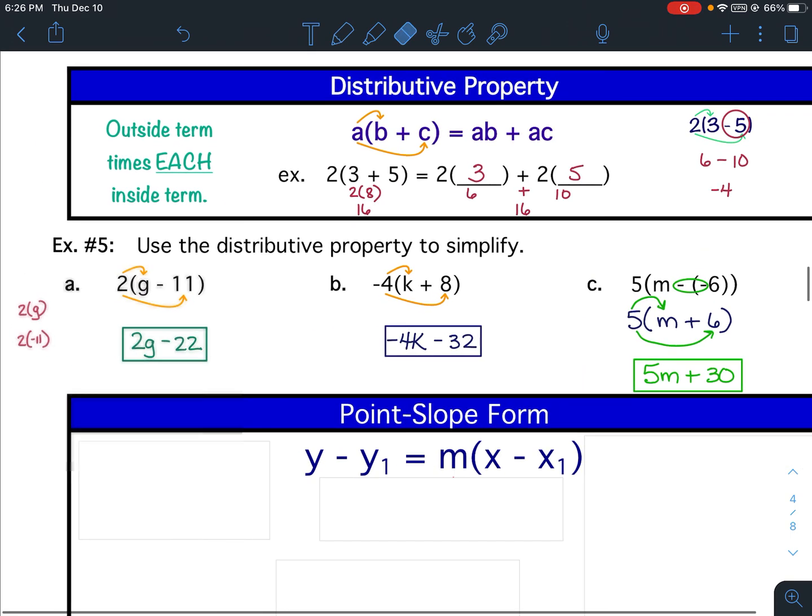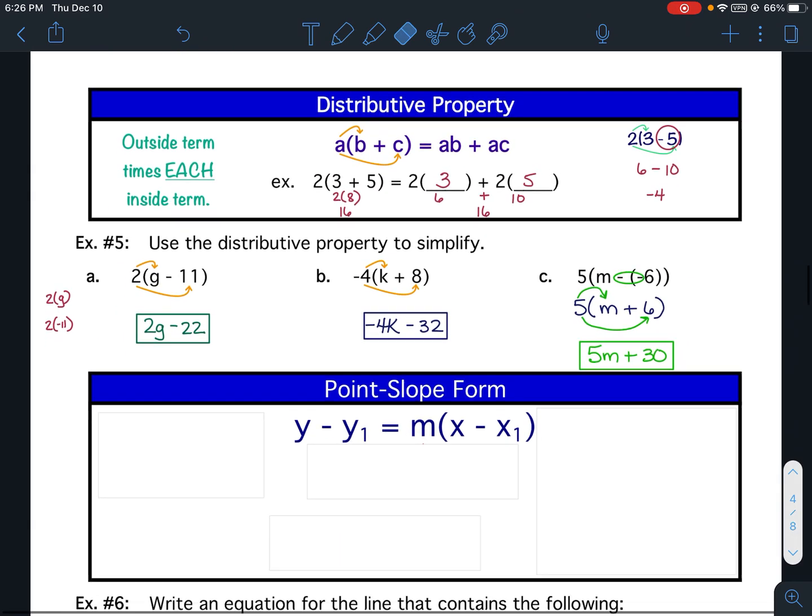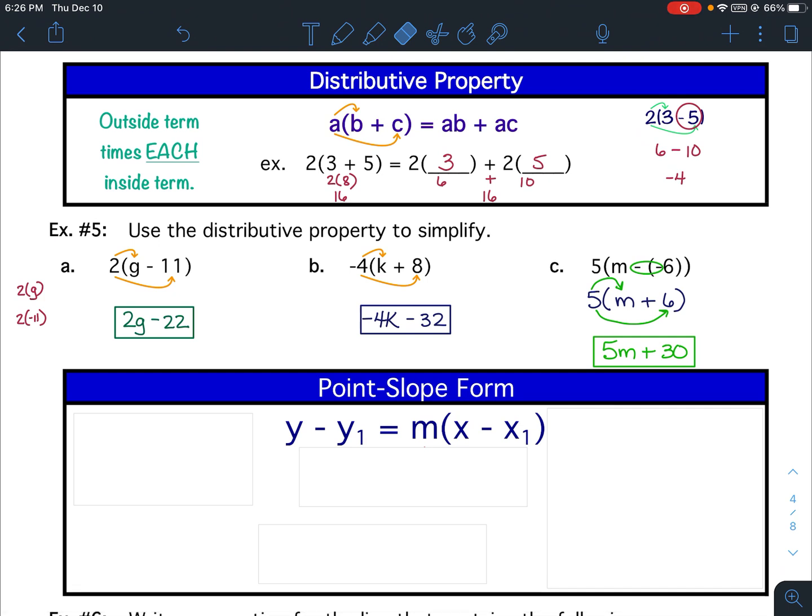All right. So again, that's it for the distributive property. We've done that before, so that was just a quick review. We needed to review it because we're going to be using it for point slope form. If you have any questions on the distributive property or example 5, please let me know. Make sure you pause the video and get everything written down.